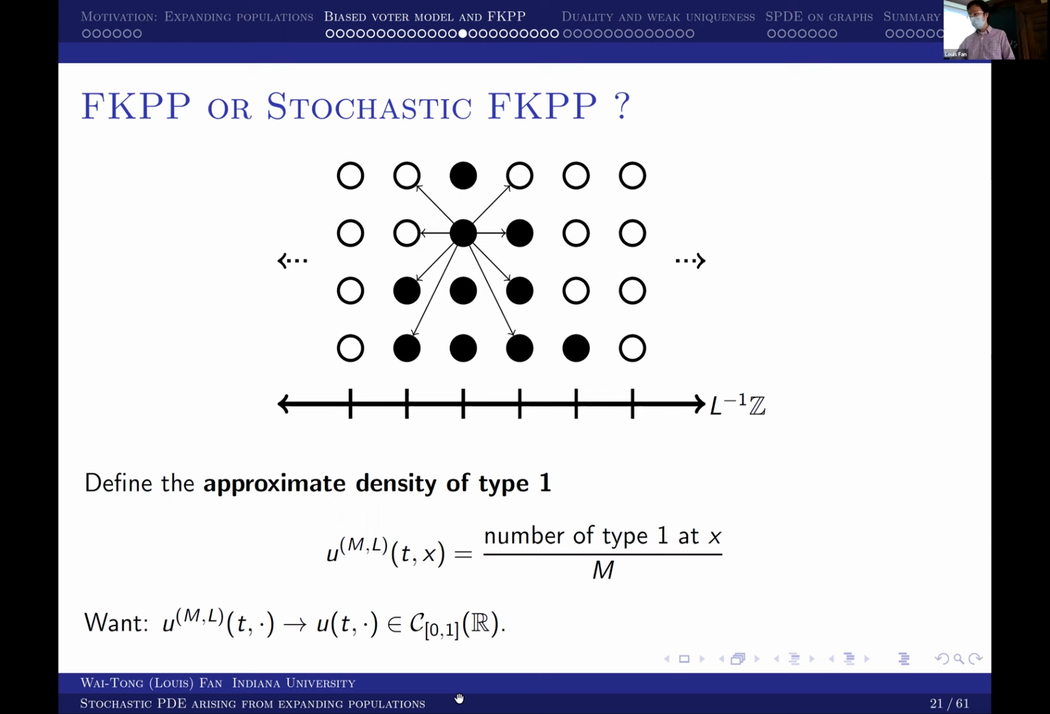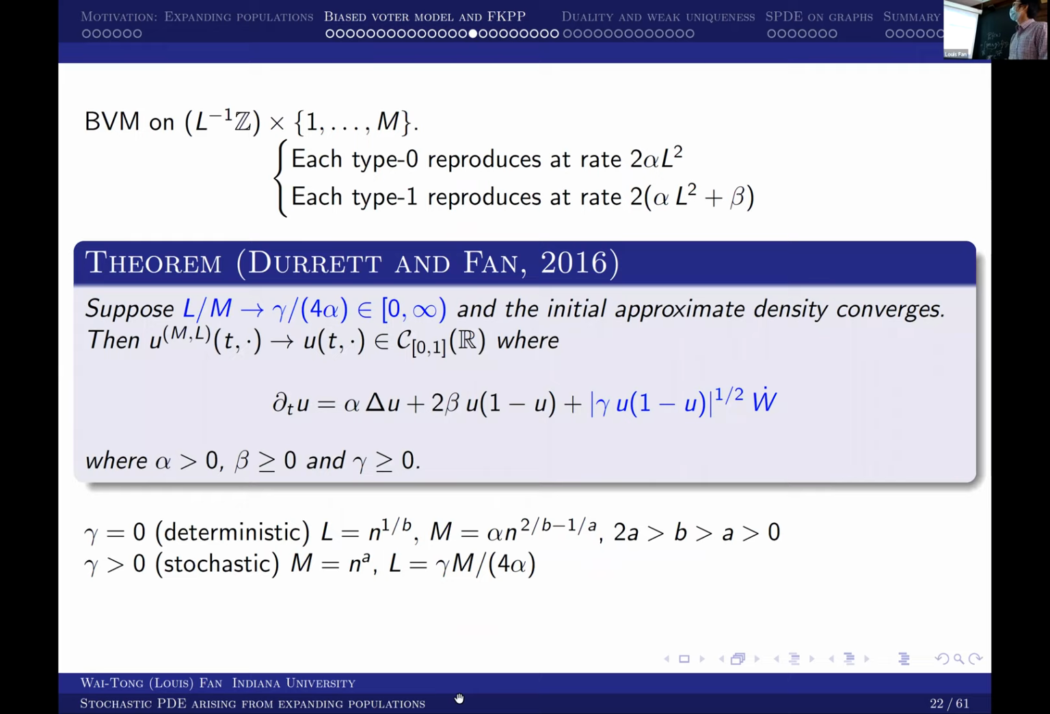So here's the result we have, the first result. Recall the bias for the model on this product space with these rates. If the ratio L over M converges to gamma, which can be zero or positive, then the fraction, the so-called approximate density that we saw in the previous slide, will converge to a function that solves the stochastic FKPP with that gamma. So it can be deterministic when gamma is zero, or stochastic.